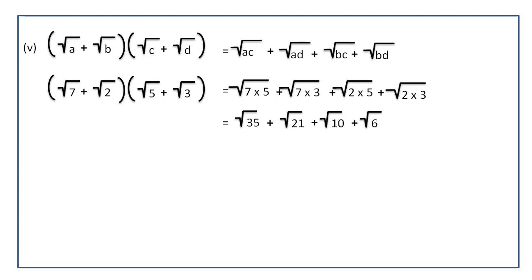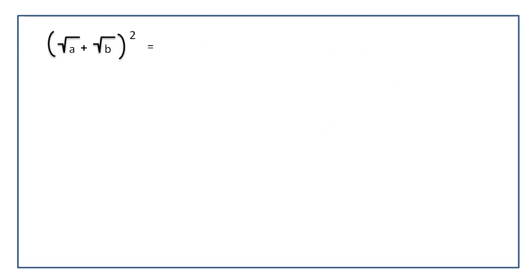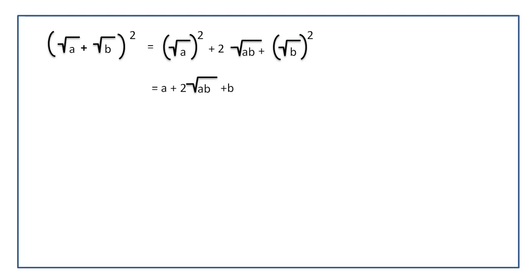Next formula is square root of a plus square root of b whole square. Here we have to use the algebraic identity of a plus b whole square is equal to a square plus b square plus 2ab, or a square plus 2ab plus b square. So square root of a whole square plus 2 into square root of ab plus square root of b whole square. We know the square root of a whole square is equal to a. So the overall value will be a plus 2 into square root of ab plus b.